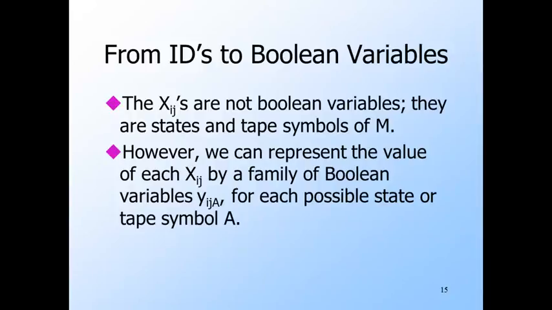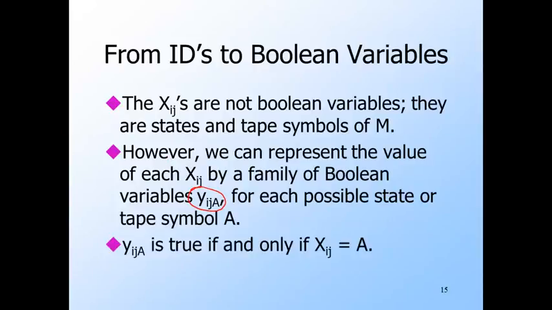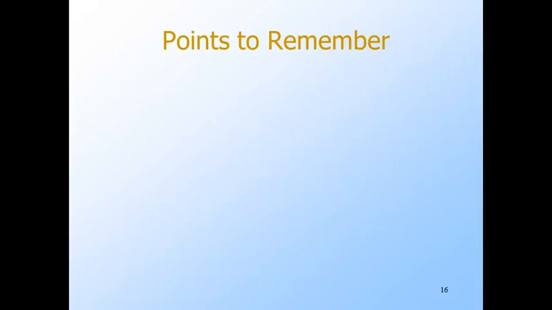That is, for each state or tape symbol A, let y sub ijA be a propositional variable, and we want y sub ijA to be true if and only if x sub ij equals A. As we describe the construction of the Boolean expression, we must make sure that we take time that is only a polynomial in n.